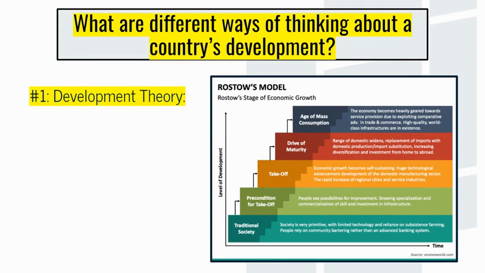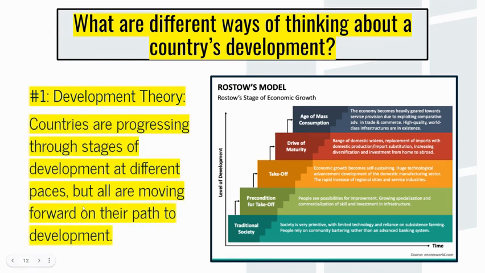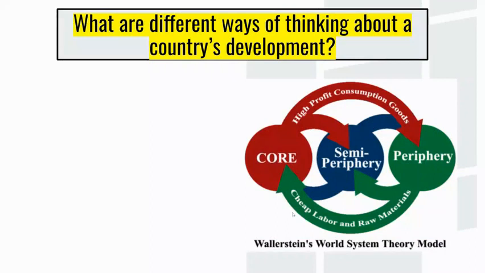And then we're going to get into different types of ways of thinking about a country's development. So as a country develops, what does that mean? Or what kind of path do countries take as they develop? So there's two major theories. The first one is the development theory. And this is the idea that countries are taking steps forward. So countries are progressing through stages of development at different paces, but they're all moving forward, from a traditional society to taking off, to maturing, and to this age of high technology and mass consumption.